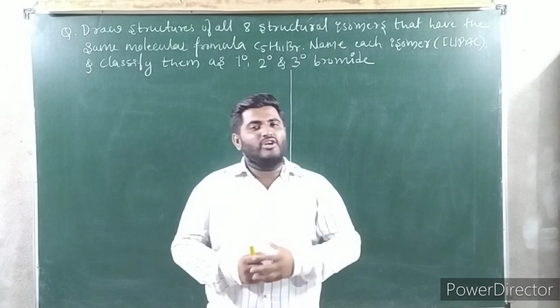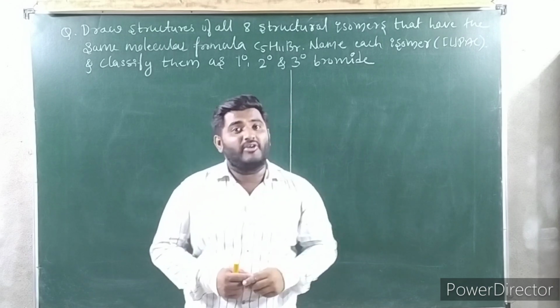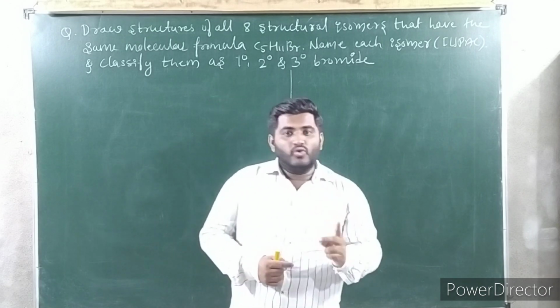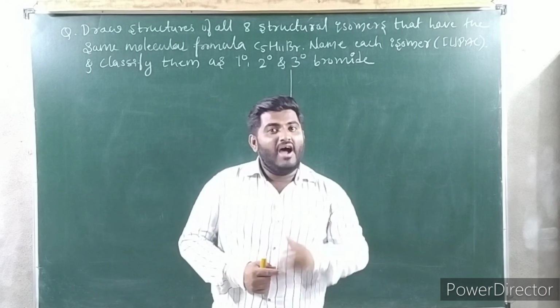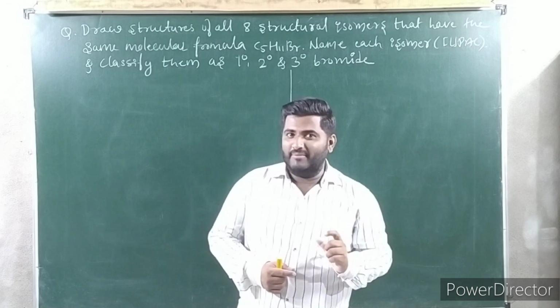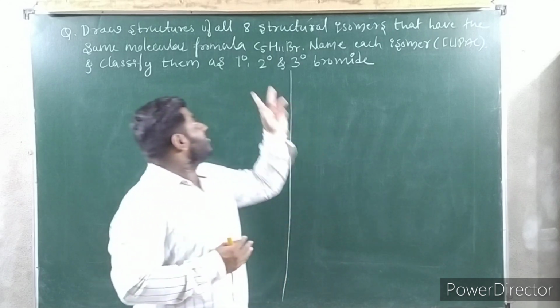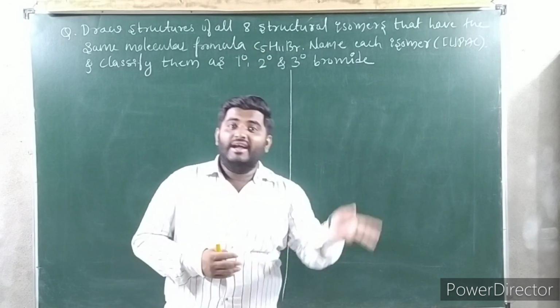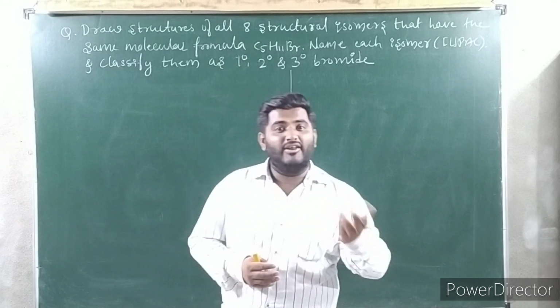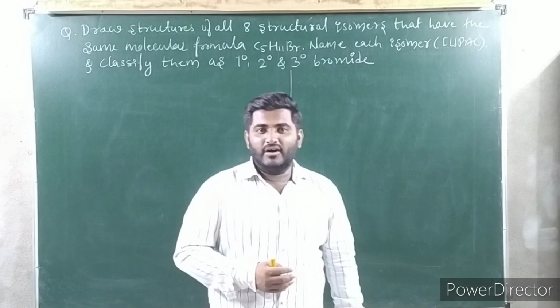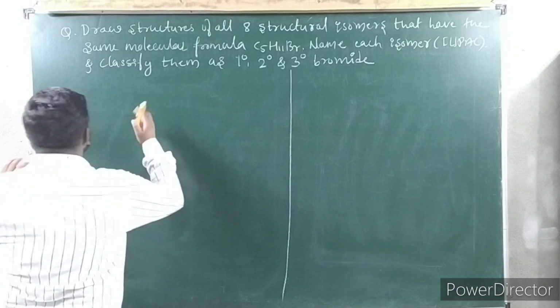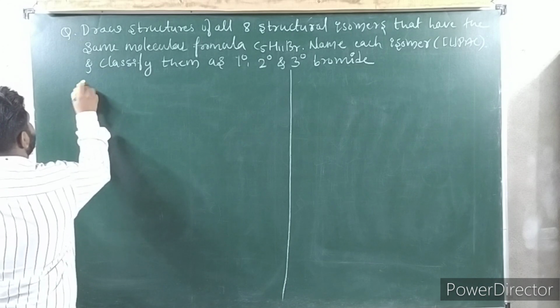And you know what are structural isomers? First PU, first chapter of organic chemistry. 2 or more compounds having the same molecular formula but differing in their structural formula. Correct? So 8 structural isomers are possible for this formula. You have to write the structure, name, and you have to say whether it is primary, secondary or tertiary bromide. Okay, see carefully, very easy. So the first one I will write here in this way.